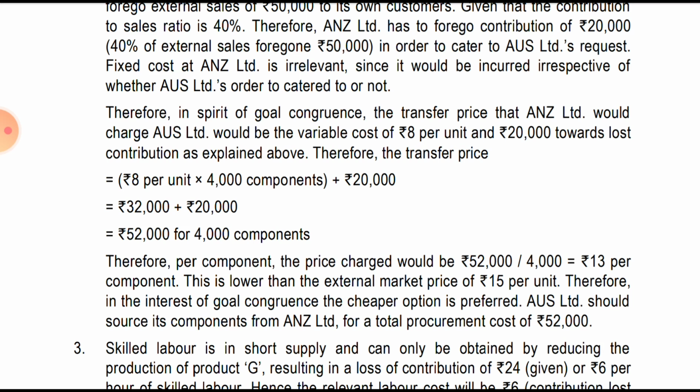So if we calculate the per unit cost, it is 52,000, the total cost, divided by 4,000, that is 13, and we can procure the same thing from outside at 15. So it is better to go with this option than to buy it at 15, because this is the cheaper one. Therefore, in the interest of goal congruence and since the cheaper option is preferred, AUS should procure the component from ANZ for a total procurement cost of 52,000.